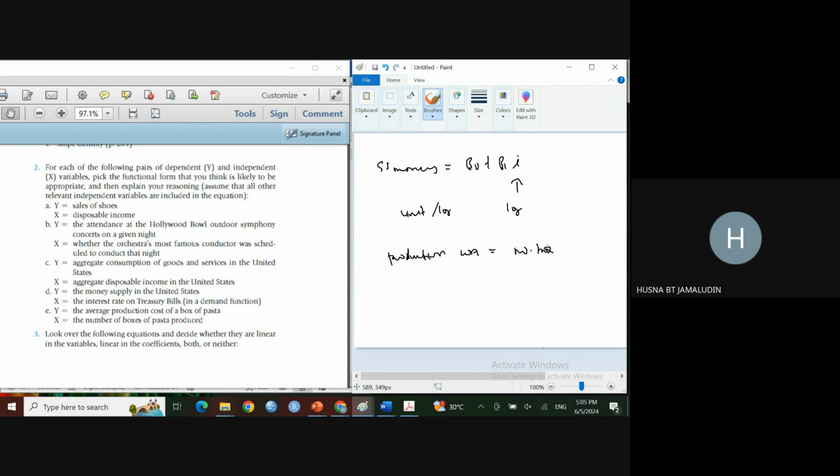But then how does it look like? I mean, is it linear? It's not linear, right? So how does it look like? Should we put semi-log? Should we put log? How do we want to put it? Anyone? It is polynomial, but how do we want to put the functional form? Normally, for the production cost, it is lin.